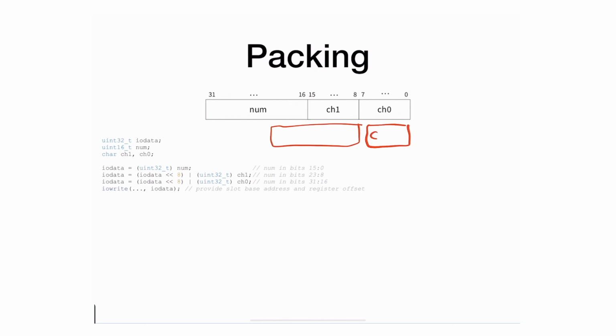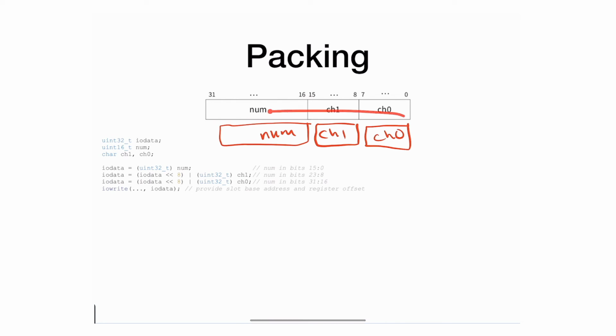So this is character 1, and this is num, and next I shifted it by another 8 bits. So we're going to shift it by another 8 bits in here, and then the last one, I concatenated character 0 in here. Then I'm going to take this packed information and send it through an IO write to the register I'm interested in. And that's how we can pack, unpack, and do some bit manipulations in C.